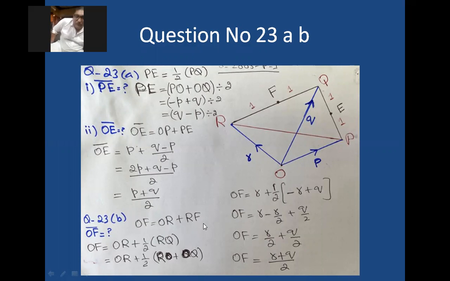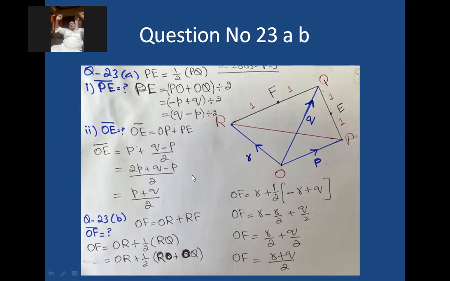RQ value we don't know, so we have to first of all find that. I have done it directly. So OR plus 1 by 2 of R to O and O to Q. So I will put these values. OF: OR is r, plus 1 by 2 of (R to O is minus r, plus O to Q, which is q). So the 1 by 2 will multiply and go inside. This will be r minus r by 2, plus q by 2. So 1 minus 1 by 2 is 1 by 2, so r by 2 plus q by 2. So you can write it as (r plus q) by 2.